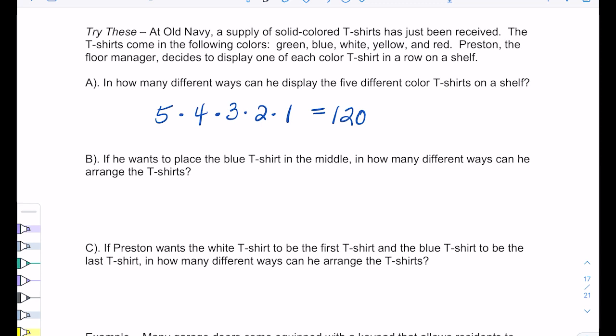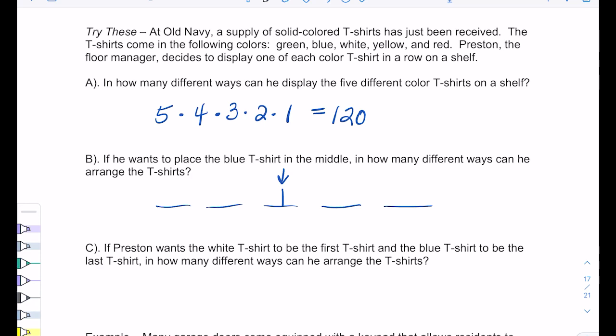If he wants to place the blue t-shirt in the middle, how many different ways can he arrange the t-shirts? So we've got our 5 different t-shirt colors. In the middle has to be blue. So there's only one way that I could put the blue there.